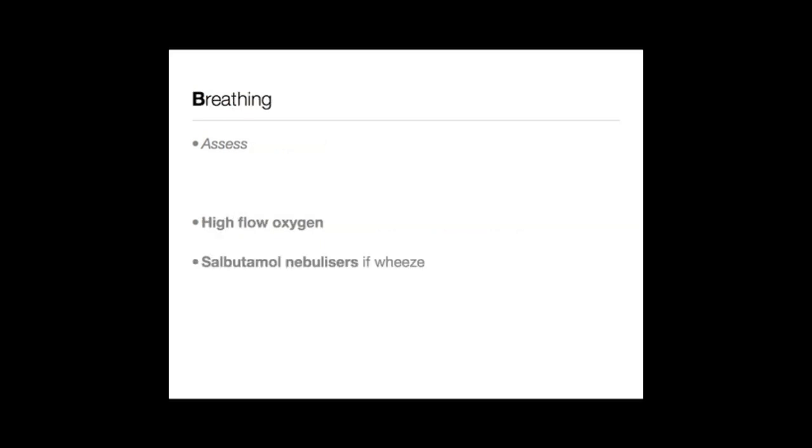In terms of breathing, you should of course monitor the saturations, respiratory rate, and effort, and also listen to the lungs for air entry, wheeze, and stridor. But from a therapeutic point of view, it is important to give high-flow oxygen. This will usually be 15 litres per minute through a non-rebreather bag. If wheeze is a predominant sign, then you should also consider giving salbutamol nebulizers. These work by antagonizing beta-2 receptors, helping to open up the constricted airways.